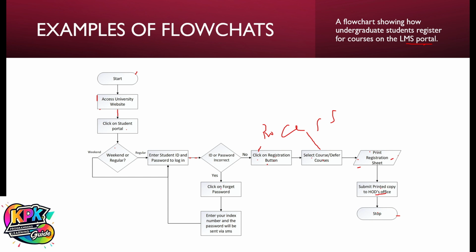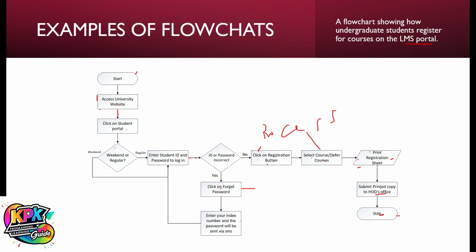Here there is another scenario where the ID or the password is incorrect. If it's incorrect, you have to click on select password, which is a process. Enter the index number so that password recovery procedures are initiated to get the new password set, which is also a process. So if this is done, you come back here, you enter the student's ID again. Then if it's correct, we move on here. If it's not correct, we come back here. Then we proceed till we are done.